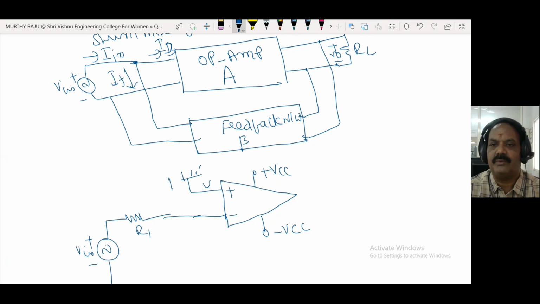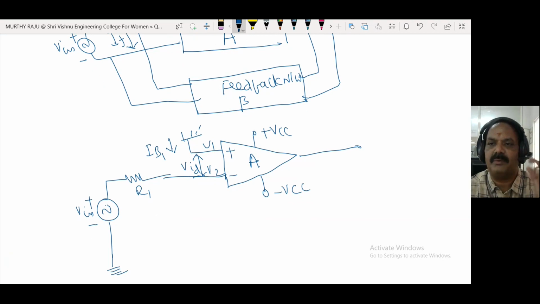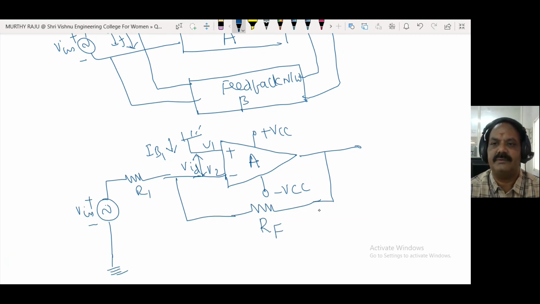This voltage is V1. This voltage is V2. In between these two voltages, VID, the open loop voltage gain is A. A fraction of output voltage is fed back to the input through the feedback resistor. That is RF.